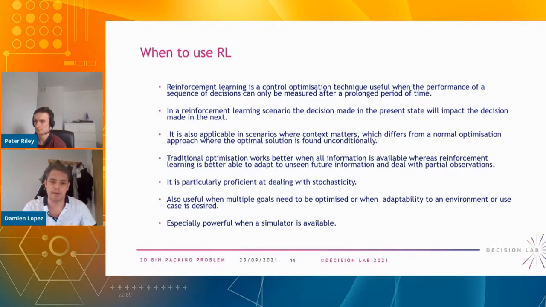It's also pretty proficient with dealing with stochasticity, where we have random items coming rather than a set sequence. And when we have multiple goals, such as maximizing the amount of bin utility, or when we want adaptability to an environment, say we change the type of items that are coming or the dimensions that are available, it's pretty useful. And it's especially powerful when a simulator is available, as reinforcement learning really requires a lot of training and a lot of experience. So when a simulator is available that we can scale up, it becomes very powerful because we can retrain very, very quickly for new environments.